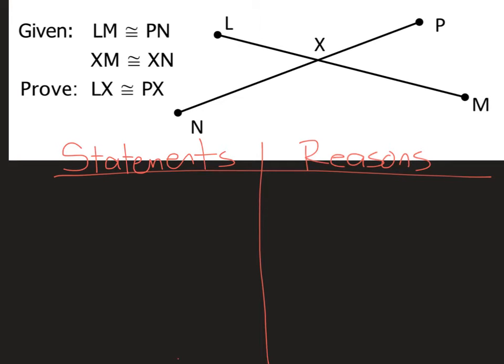Now that we have gone over some angle proofs, I wanted to do a couple segment proofs for you so you can see how those work as well. So just like the angle proofs, you're going to look at your givens. We'll take it piece by piece. So the first given here says that LM is congruent to PN.